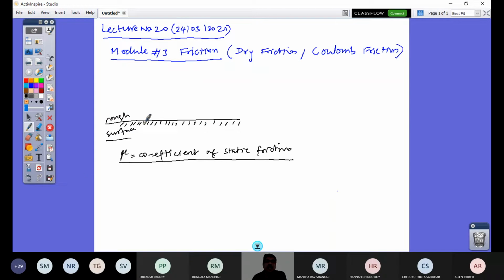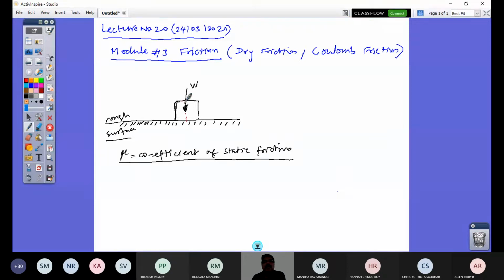So now I take a surface which is not smooth, which is a rough surface. On this surface, I have a block. Consider this block, which weighs W. Now, what is the state of this block on this rough surface? It is just sitting nicely without any disturbance. It is under static equilibrium, right? Because it will be balanced by its reaction.